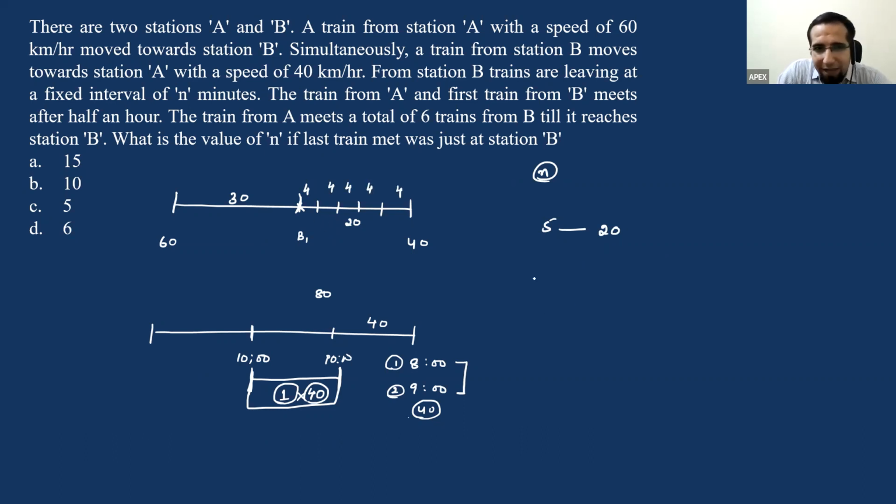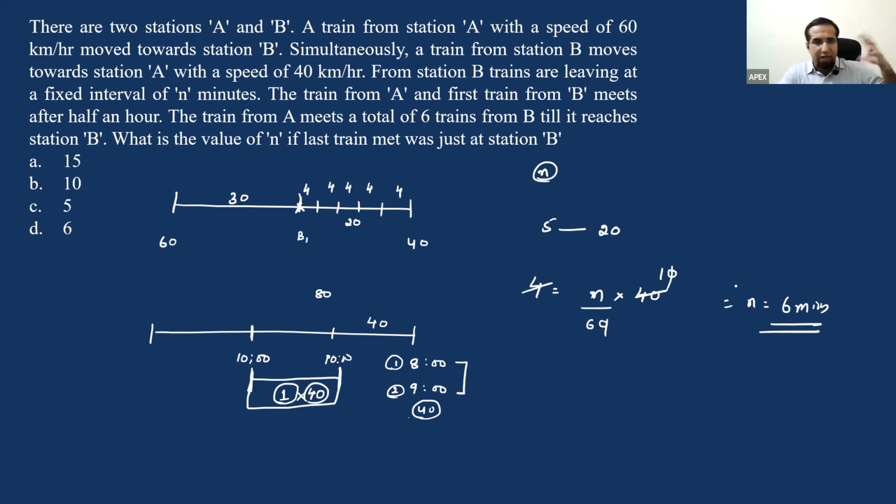Now, what is that gap? That gap, 4 kilometers, is nothing but the time gap, that is n minutes, into the speed, that is 40 kilometers an hour. So my job is to divide this by 60 because I have to convert n minutes in the form of hours. Right? So this becomes 4 ones and this becomes 4 tenths. And 10 ones are 10 sixes. Therefore, there is a gap of 6 minutes between each and every train. And that is what we are looking at.